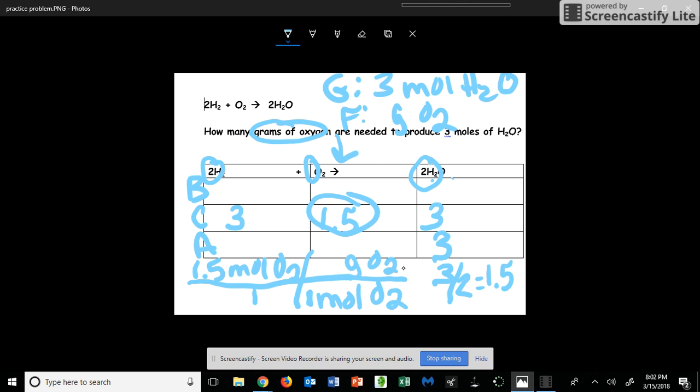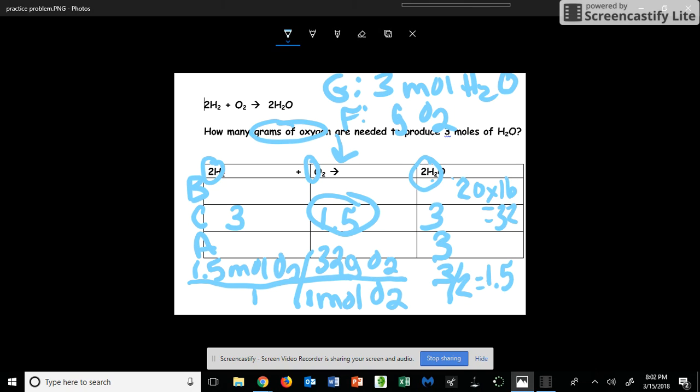And since you're looking for grams, you have to go to the periodic table and look up your molar mass. So when you look, you have 2 oxygens. You go to the periodic table, and the atomic mass is 16. So 2 times 16 is 32. So my molar mass for oxygen is 32. That goes wherever the grams are.